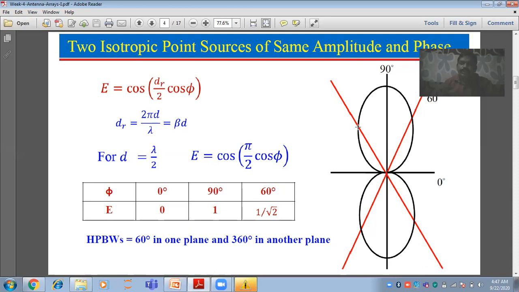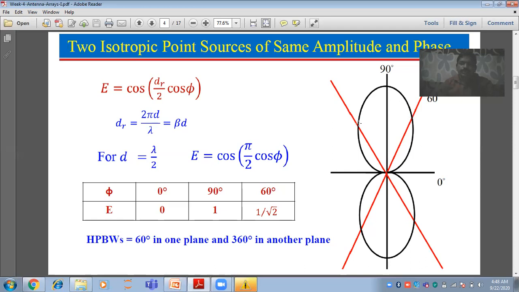That means if you take the angular difference between these two half power points, that becomes nothing but the half power beam width, which we have seen in the earlier units. That means it is the first unit that we have seen, the half power beam width: nothing but the angular difference between the half power points on the main beam of a radiation pattern.